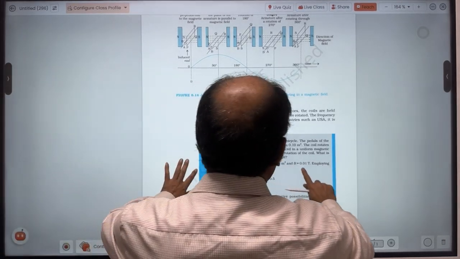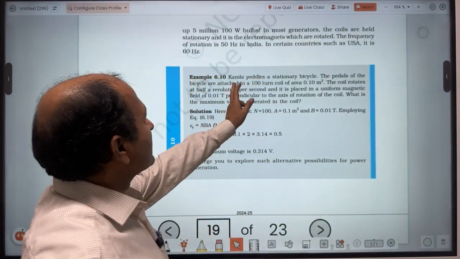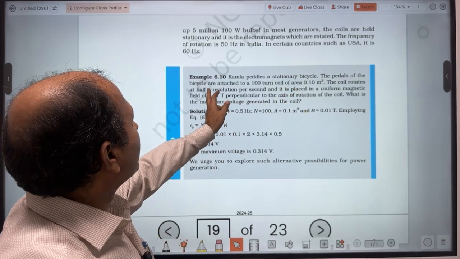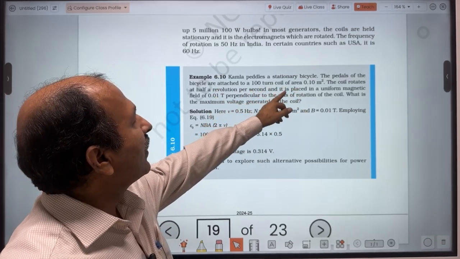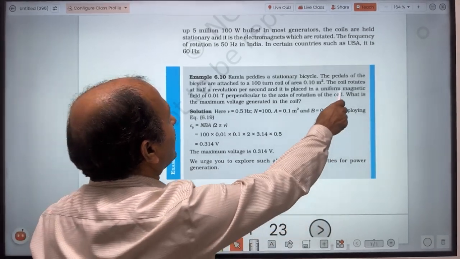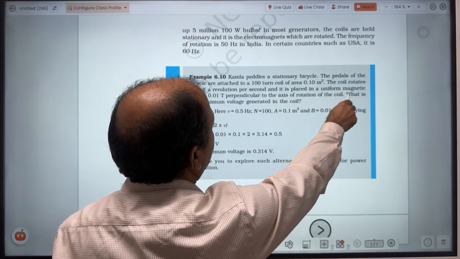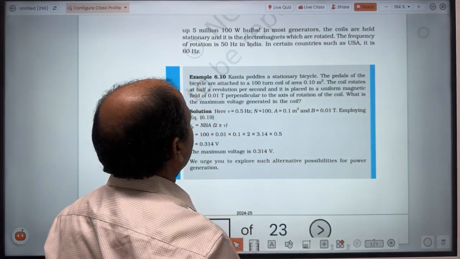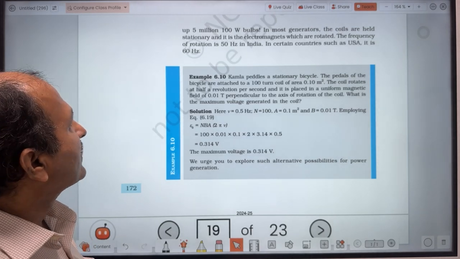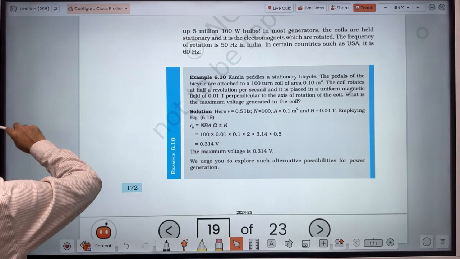What does the numerical say? The numerical is simple. The question says, Kamala pedals a stationary bicycle. The pedals of the bicycle are attached to a 100 turn coil of area 0.10 meter square. The coil rotates at half a revolution per second, and it is placed in a uniform magnetic field of 0.01 Tesla perpendicular to the axis of rotation of the coil. What is the maximum voltage generated in the coil? So simple.